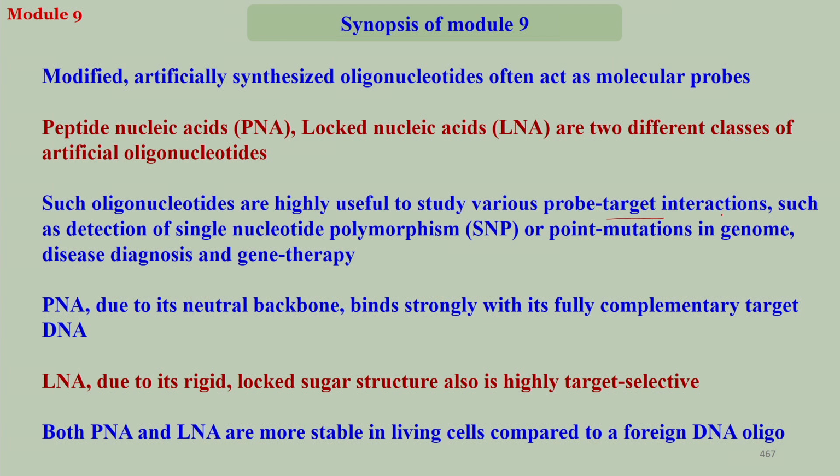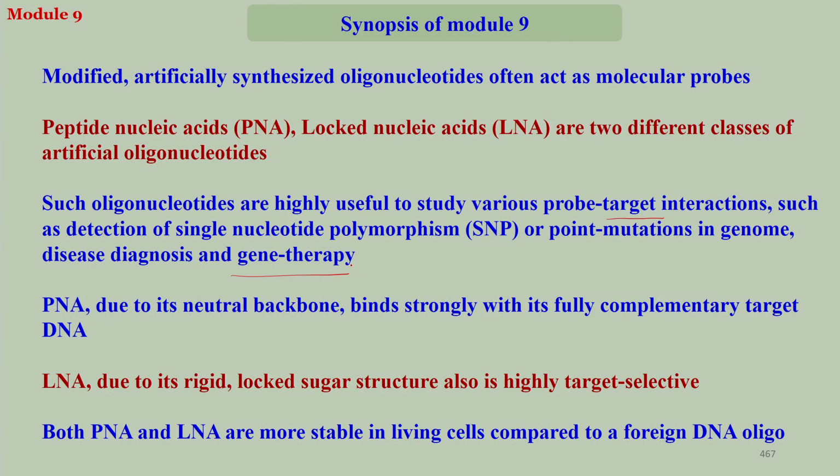So, probe target interactions such as detection of single nucleotide polymorphism, or in short SNP, which basically means the presence of single mutations in the genome. Disease diagnosis, many times the diseases which are associated with gene mutations can be studied using this. And gene therapy, that is another very important aspect of it. If you want to silence a gene, if you want to neutralize the function of a gene, then PNA is one of the good molecules to be used.